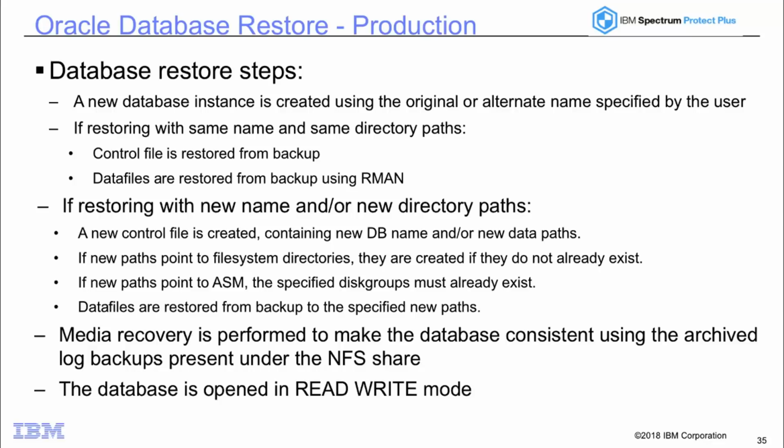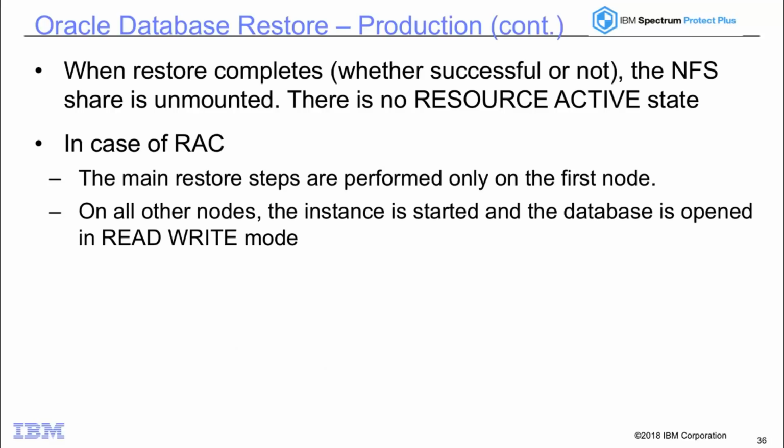Media recovery is performed to make the database consistent using the archived log backups that are present on the NFS share, and then the database is going to be opened in read-write mode. Again, this is production, so when the restore is complete, the NFS share is going to be unmounted and there's going to be no resource active in Spectrum Protect Plus. If you are using RAC, the main restore steps are performed only on the first node, and on all other nodes, the instance is started and the database is opened in read-write mode.